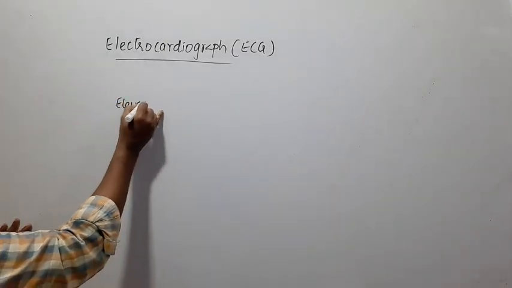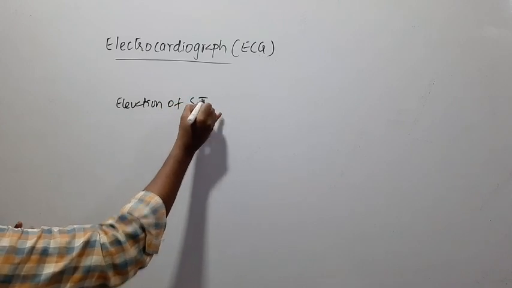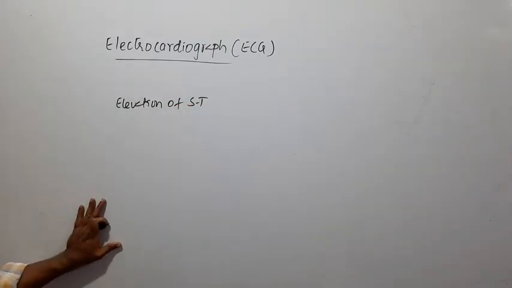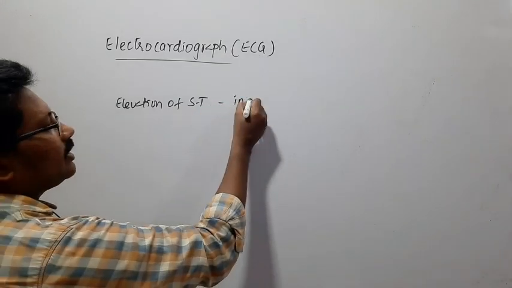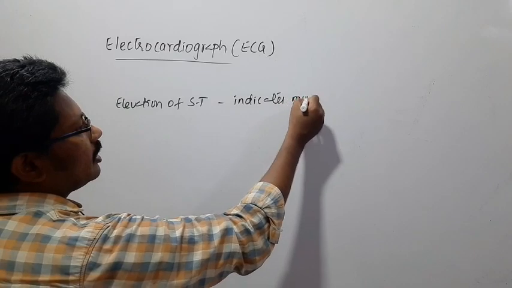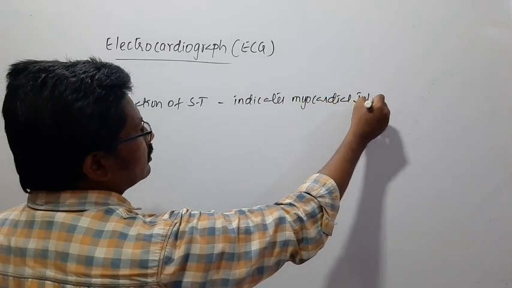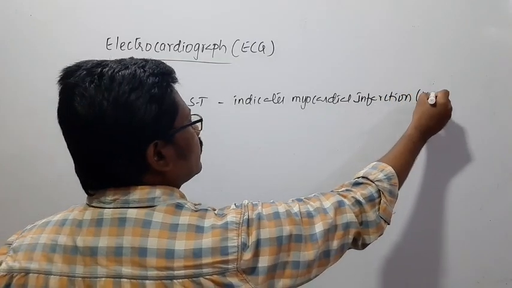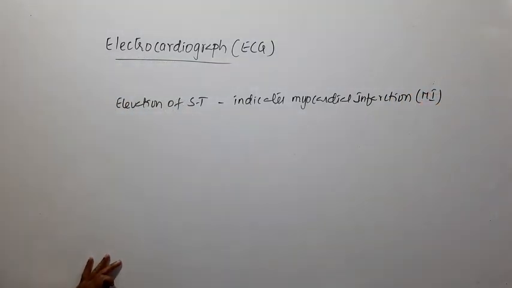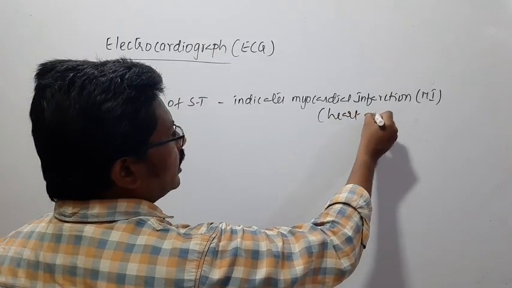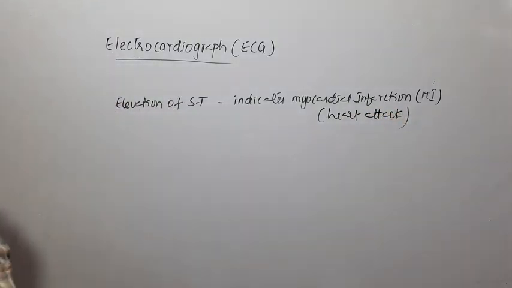So here the elevation of the ST region, the elevation of ST, indicates myocardial infarction. In short we call it MI. So it indicates myocardial infarction, and that is nothing but heart attack. Heart attack is also called myocardial infarction. So if we see an elevation in the ST wave, then it indicates myocardial infarction.